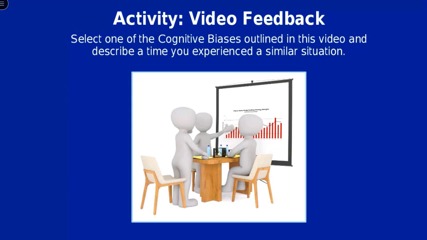Welcome back from the YouTube video. I'd like you to select one of the 12 cognitive biases that were outlined in the video. Write that down and then describe a time you experienced a similar situation. So maybe it was your own cognitive bias that you recognized or a cognitive bias of another person. Write down and describe that type of situation, what the cognitive bias was, and how that impacted the situation at hand or how you were able to overcome it at some point.